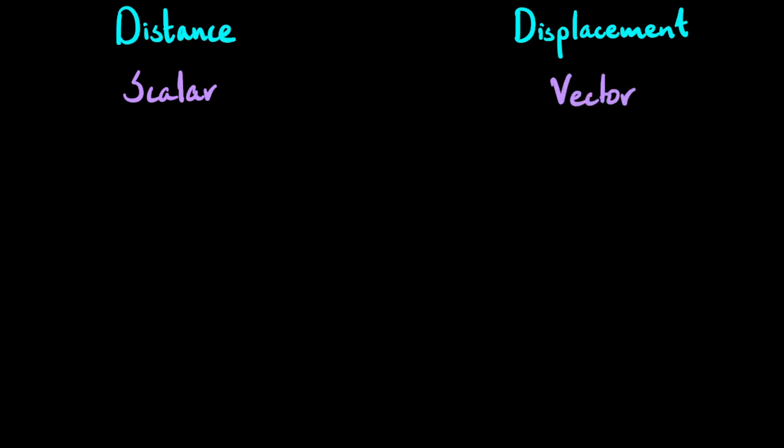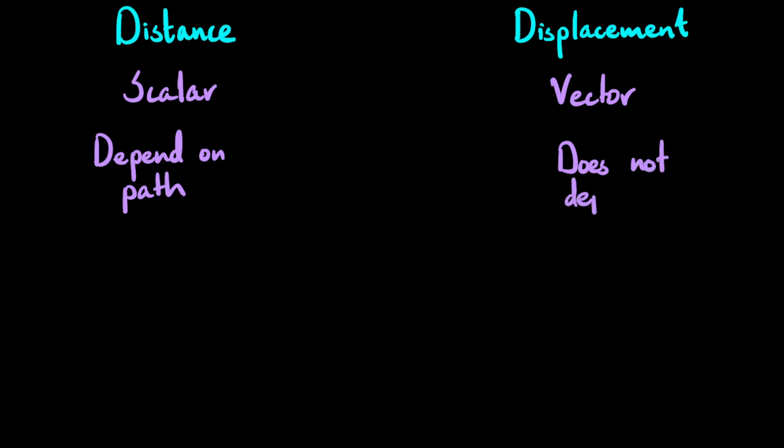Another very important difference is that distance does depend on path, but displacement does not depend on path. What I mean by this is also evident in the definitions. Displacement, if you think about it, was just the shortest distance between 2 points from some sort of a reference. So it just depends on the points. It doesn't depend on the path.